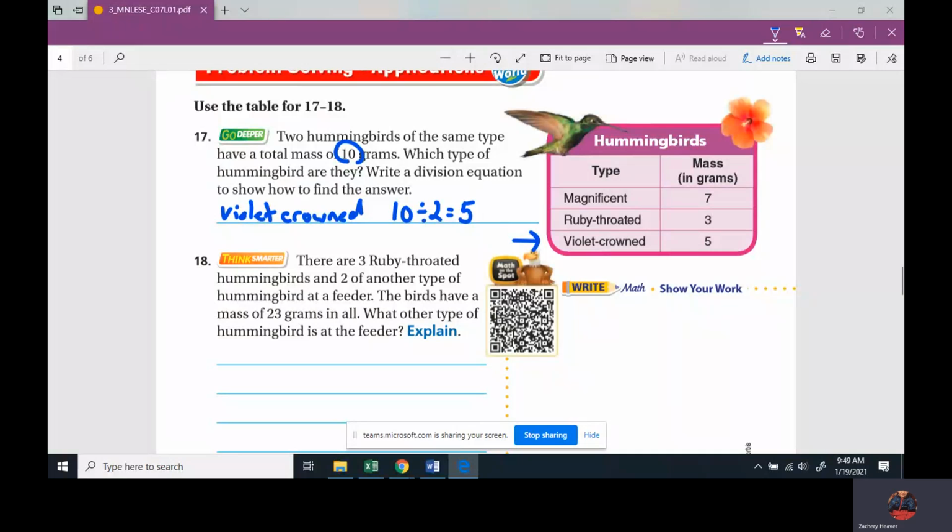We'll switch it because that's not right. Look right here. It's this word. That's why I pointed to it. Violet crowned. Violet crowned. 10 divided by 2 equals 5.